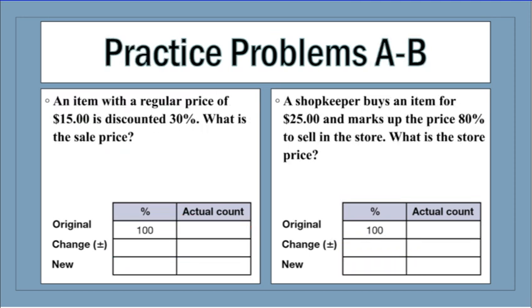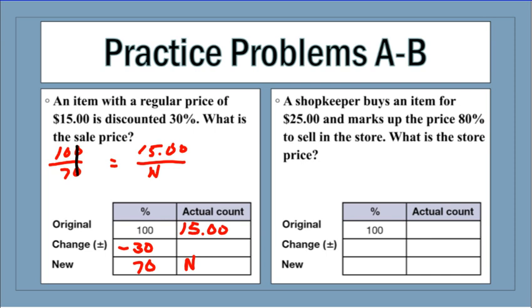Next example: an item with the regular price of $15 is discounted 30%. What is the sale price? So the original is $15. It's discounted, that means it's off 30%. What is the actual sales price? The new price, so 100 minus 30 is 70. So I'm going to use the top and bottom. So 100 is to 70 is the same as 15 is to n. Again, I can simplify by dividing by 10. So now it's 10 divided by 7.